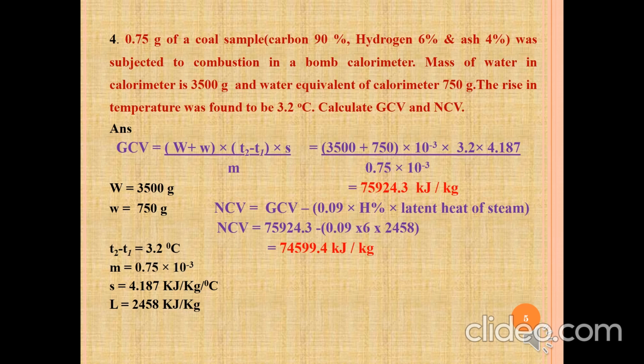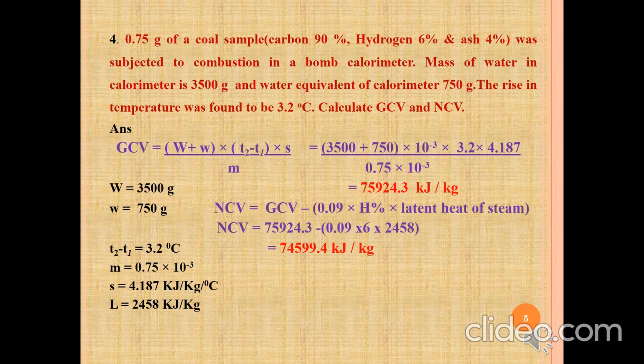S is nothing but specific heat, which is given by 4.187 kilojoules per kg per degree Celsius. Next, latent heat of steam, which is given by 2458 kilojoules per kg. So after writing the given terms, we have to write the formula to calculate GCV, which is given by W plus small w into T2 minus T1 into S divided by M. So we have to substitute the given terms into the formula. So 3500 plus 750 into 10 raised to minus 3.